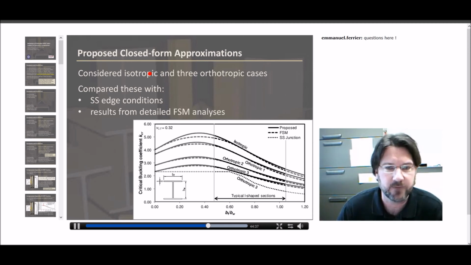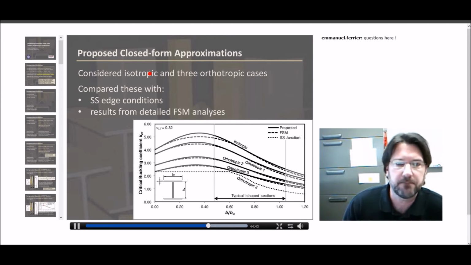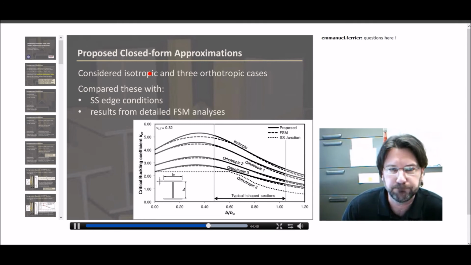And we looked at 3 cases of orthotropic materials that we hope capture well the range that is likely within the pultruded FRP world. And we compared these with the simply supported edge condition assumption that we presently use in the code, and also with detailed finite strip method analyses, which is very common, for instance, in the cold formed steel industry. And we come up then with, and this is a plot for I shapes, a flange to web dimension and our buckling coefficient.